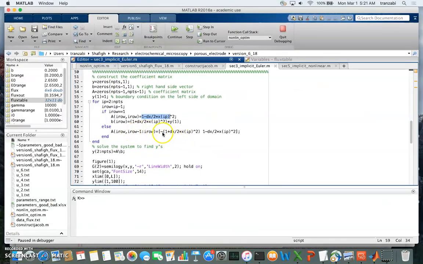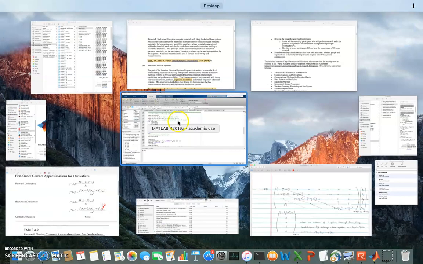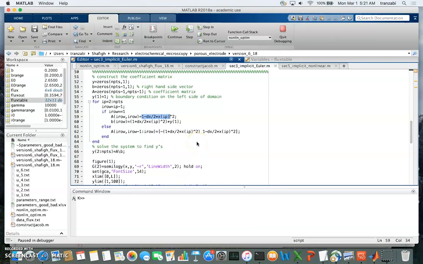On the second row we have minus 1 plus delta x over 2, and then x2 to the second power. There's a minus sign here, and that's exactly what we have here. X2 here, and I believe this should be x2. Let me just make sure that we have the same thing.